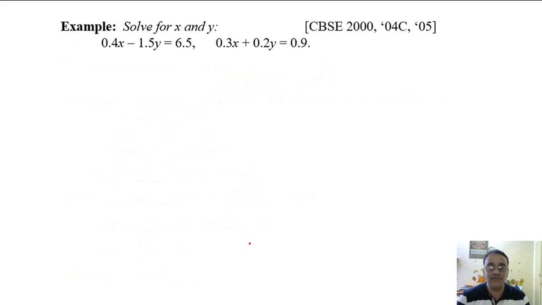This is a board question only, asked 3 times already: 2000, 2004 compartment and 2005. See what is the highest number of decimal places in all? 1. So we have to multiply with 10. To remove the decimal, what do we have to multiply by? 10.